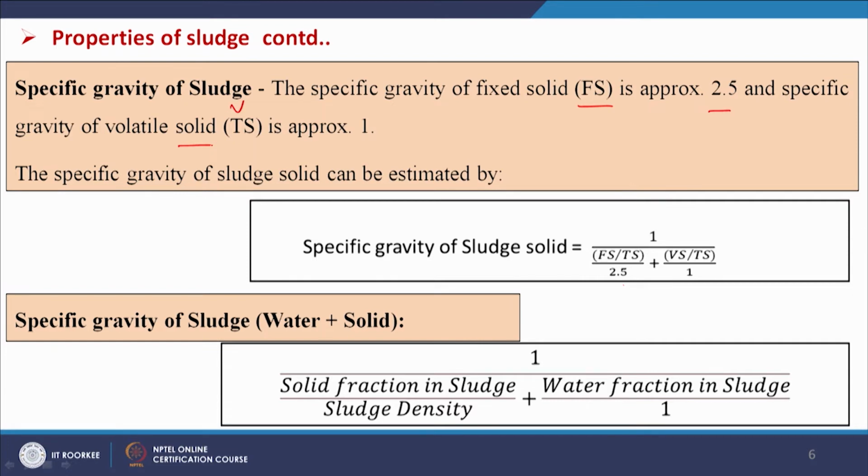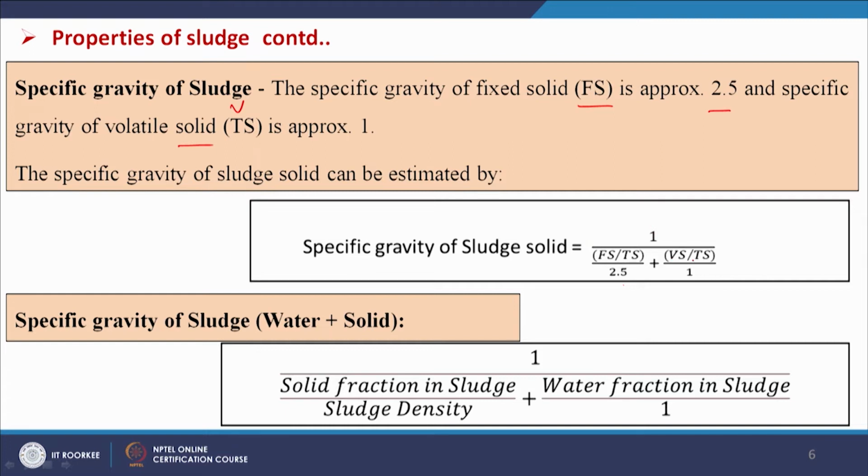Now, as per the definition of specific gravity, if we consider the density of water is 1, so mass by volume. Say 1 gram of sludge solid we are taking. So, out of this, Fs by Ts is the fraction of fixed solid. That mass divided by its specific gravity or density gives us the volume due to Fs. And Vs divided by Ts is the mass fraction, since we are considering the total sludge solid mass as 1.